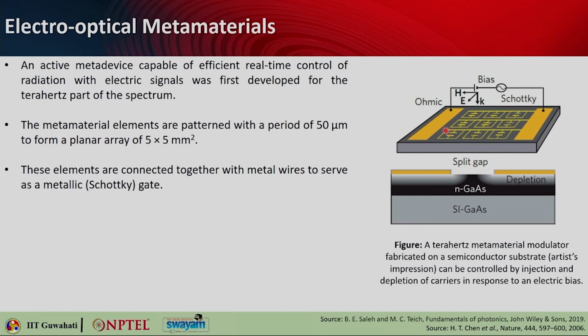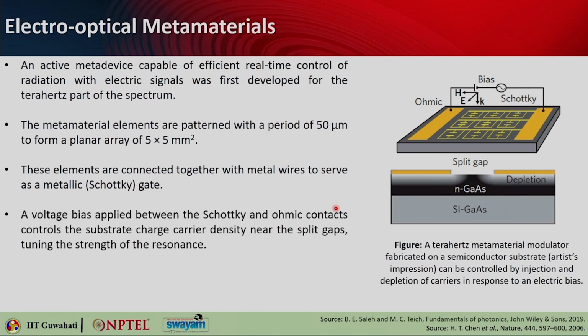And these elements are all connected together through a metallic wire that you can see here. There is a wire running, and these actually serve as Schottky gates. When a voltage is applied between the Schottky and the ohmic contact, that controls the substrate carrier charge density near the split gaps, and that helps you in the tuning of the resonance, as I mentioned here.